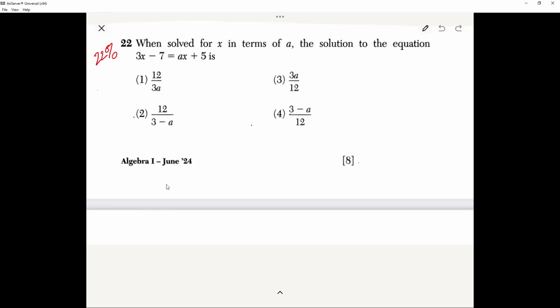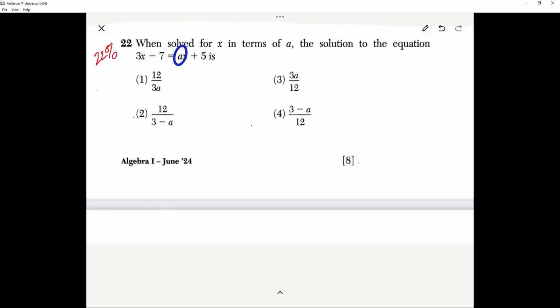About a fifth of you got this right, 22% to be exact. The reason that only 22% of you got it right is that there's an A in here that most of you probably didn't know what to do with.